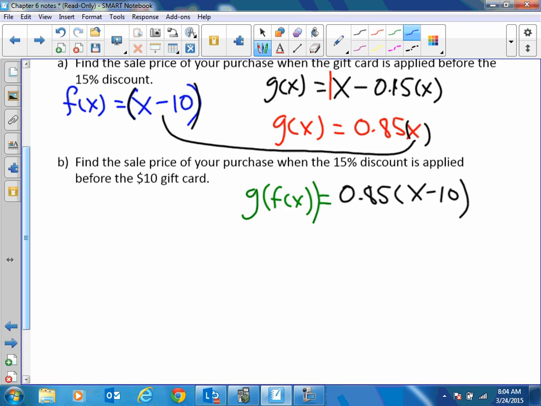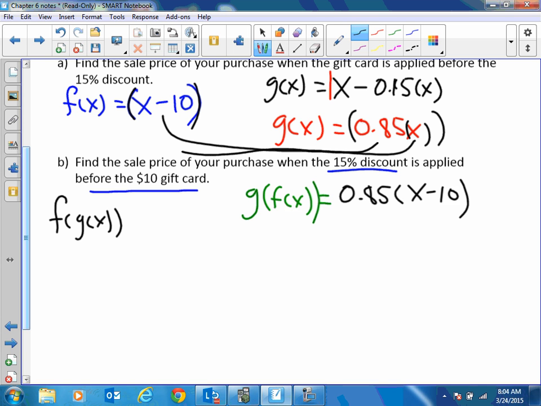The other one says find the sale price when the 15% discount is applied before the $10 gift card. So if you do the 15% first, that means you're doing g of x first, so you want that on the inside. Then you want f of g of x, where you plug g of x, which is 0.85x, in for x in the other equation. So it would be 0.85x minus 10. It looks similar, but there's a subtle difference between the two. Now we can plug in 55 and see which one's cheaper.